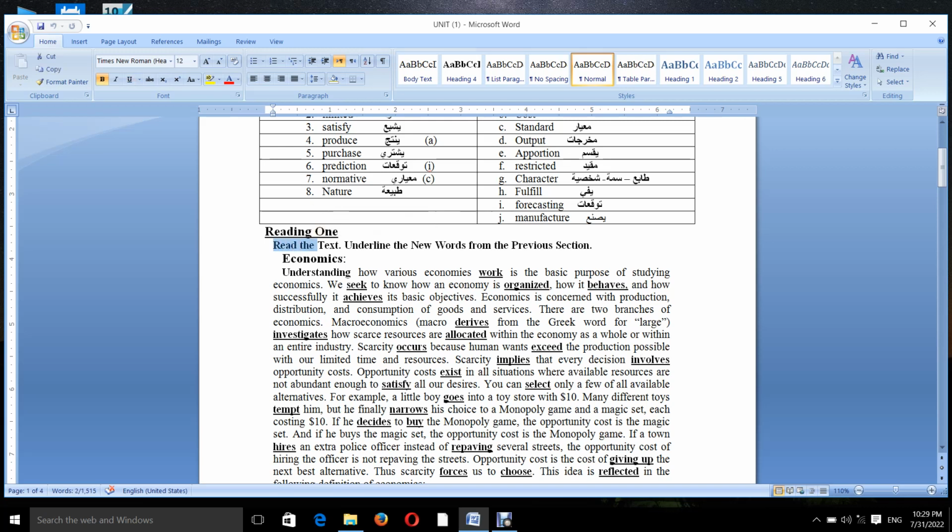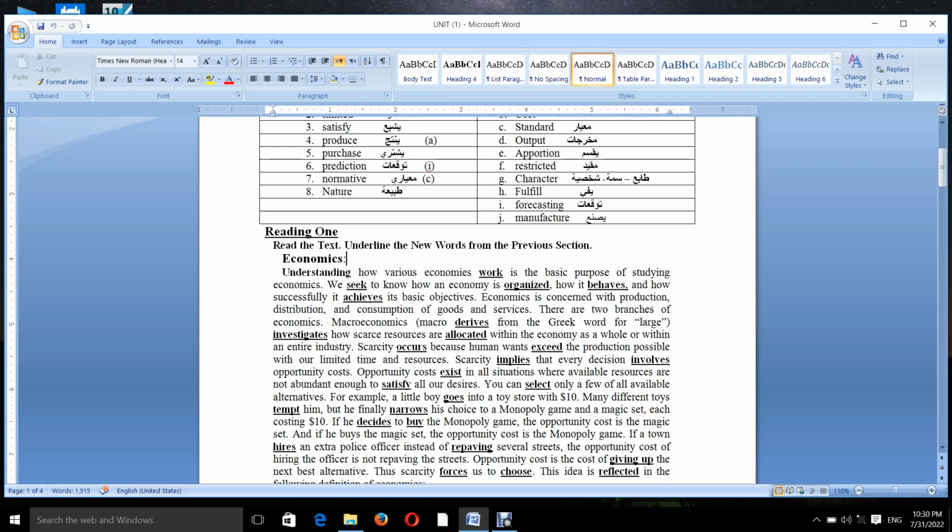Read the text. Underline the new word from the previous section. Economics. Understanding how various economics work is a basic purpose of studying economics. We seek to know how an economy is organized, how it behaves, and how successfully it achieves its basic objectives. Economics is concerned with production, distribution, and consumption of goods and services.